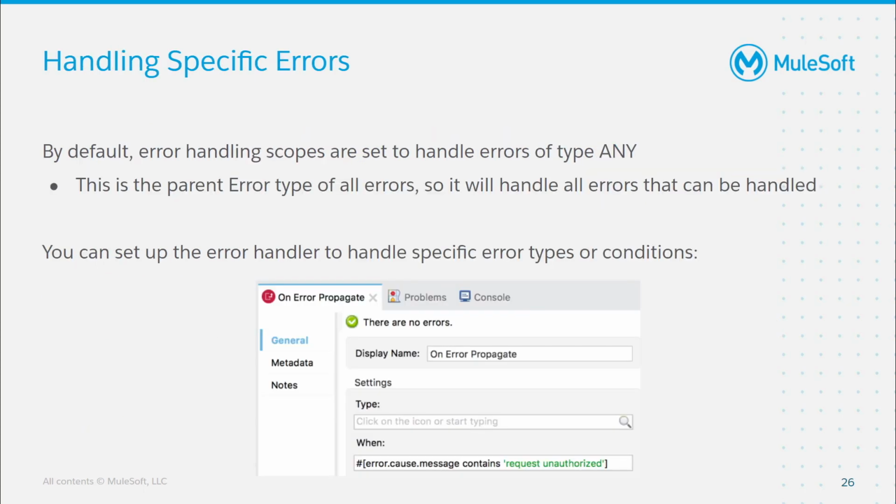When you define an error handling scope for your application, you have the ability to modify the configuration properties for that scope. Within the configuration settings, there's a location where you can specify the type and/or criteria for multiple types of errors this scope should handle. By default, this scope is set to any, aka the parent of all errors, and will therefore catch all errors. However, it can be configured to catch specific error types or utilize DataWeave to match certain criteria within an error object to determine a range of errors that the scope should handle.